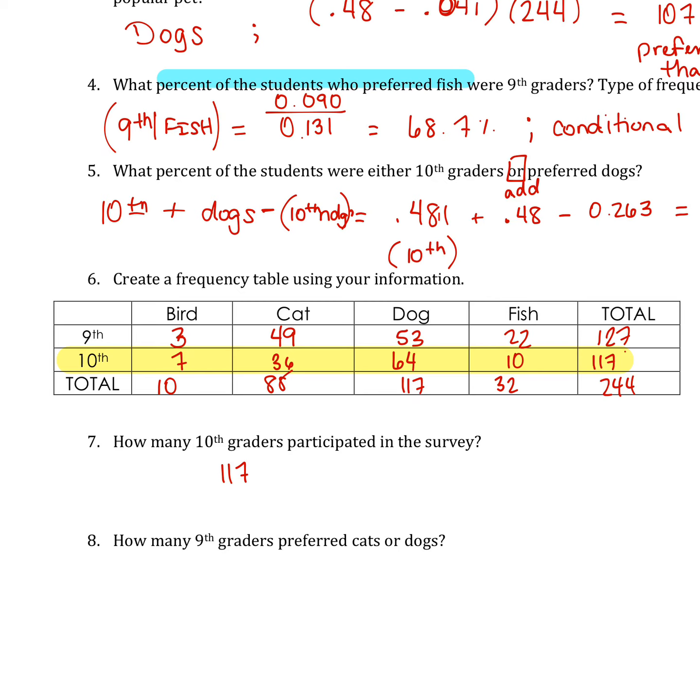And then on the last one, how many 9th graders preferred cats or dogs? And or means, of course, add. So how many 9th graders preferred cats? Sorry, guys. 9th graders preferred cats, the number is 49. And then plus the number that preferred dogs is 53. And that adds up to be 102.